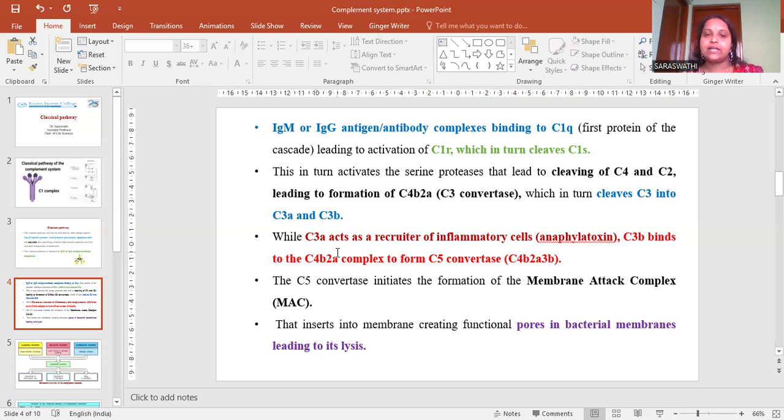While C3a acts on recruiting inflammatory cells, C3b binds to the other complex, the C5 convertase. Once the C5 convertase is activated, it initiates the formation of the membrane attack complex, MAC. This leads to lysis of the bacterial cell membrane and the complete destruction of the pathogen.